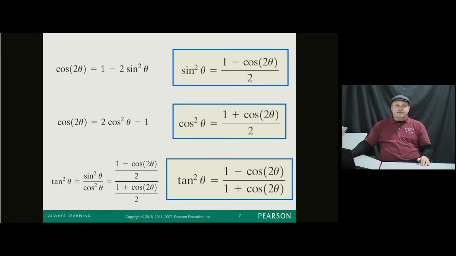Okay? And you're like, well, do I have power reducing formulas for the other ones? Think about it, what they would be. What do you think cosecant squared of theta would be equal to if you want to reduce the power?